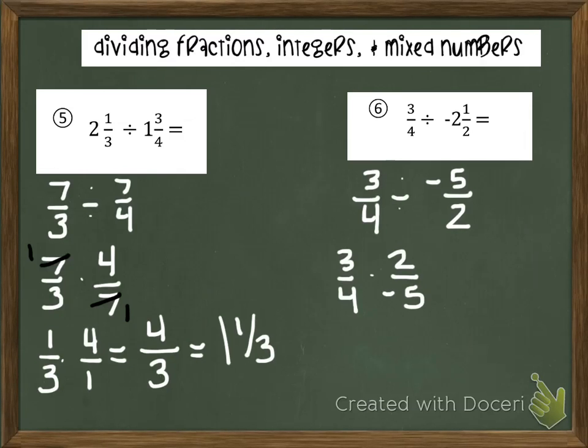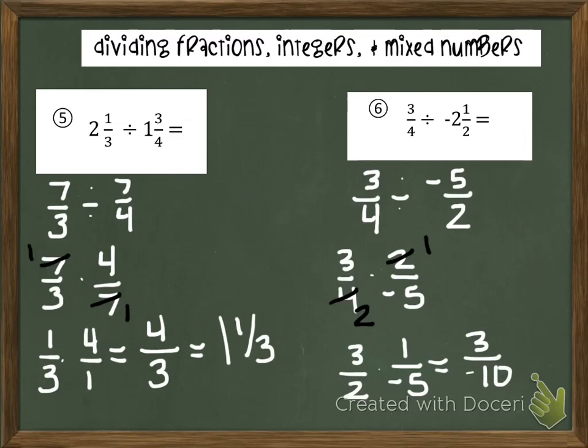For simplifying, we can simplify the 2 and the 4. Both of them are divisible by 2. So rewriting the problem, 3/2 times a negative 1/5. Multiplying straight across the numerators, 3 times 1 is 3, and 2 times negative 5 is negative 10, for a final answer of negative 3/10.